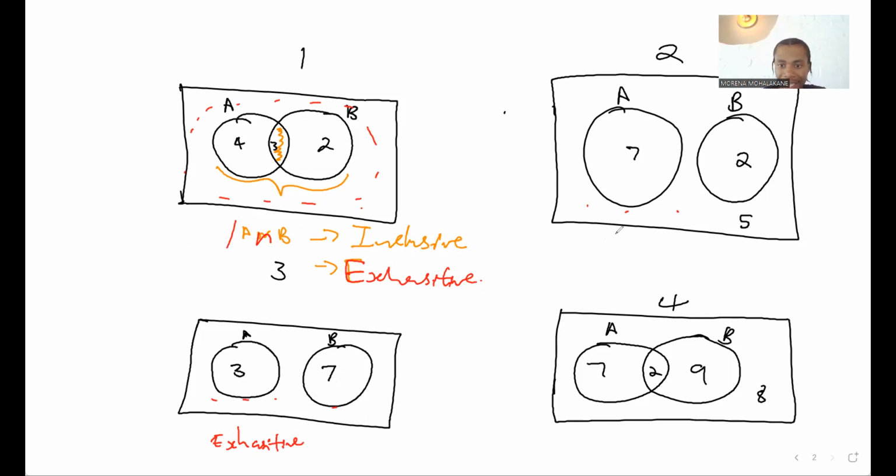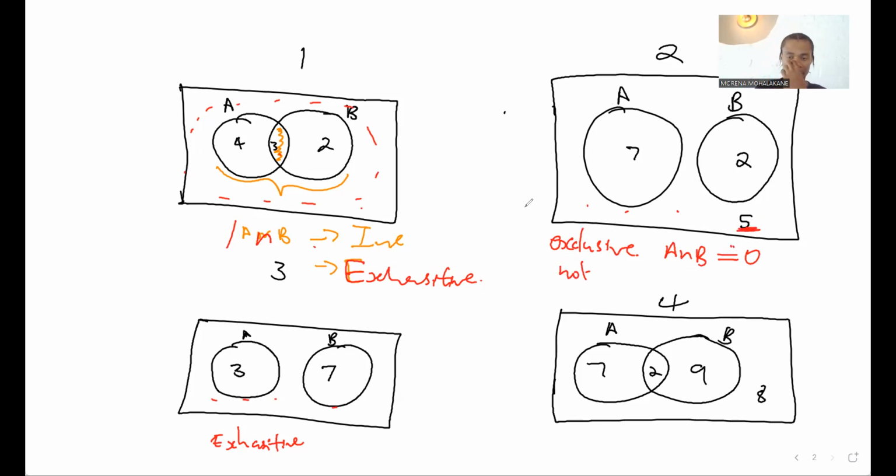Here, they are exclusive. These ones are exclusive. This is not my strongest point, you know. So there's no intersection. There is no A and B. It's equal to zero, right? There's no intersection. It's exclusive. Here it's inclusive because there's A and B. It's not exhaustive because there's 5 outside.